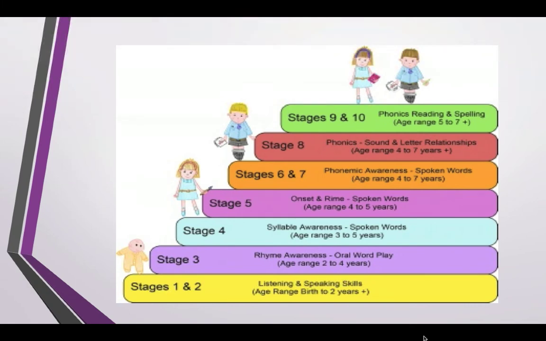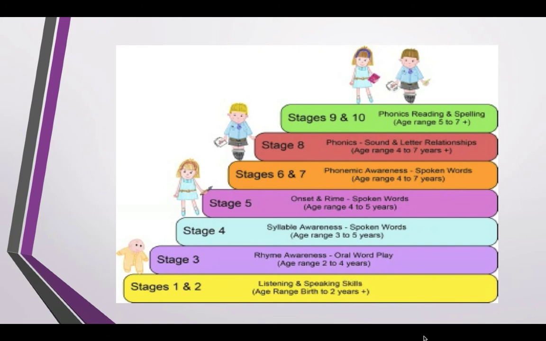One way to think about this would be in this stage type model. So early babies are really working on their listening and speaking skills, the stage 1 and 2. Stage 3, this idea of rhyme awareness, oral wordplay in the early preschool years. Syllable awareness from around ages 3 to 5 and understanding spoken words.